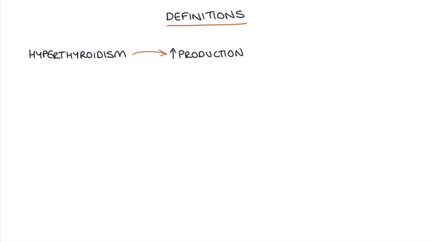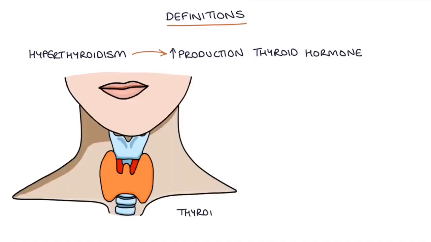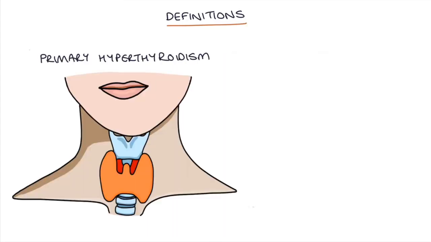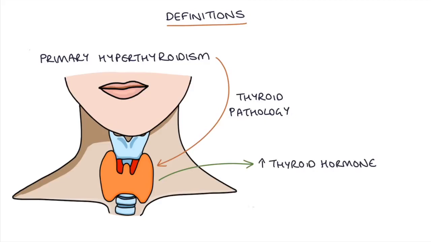Let's start with some basic definitions to help you understand some of the components of this topic. Hyperthyroidism, to start with, is where there's overproduction of thyroid hormone by the thyroid gland. Thyrotoxicosis refers to an abnormal and excessive quantity of thyroid hormone in the body. Primary hyperthyroidism is due to thyroid pathology, so it's the thyroid itself that's behaving abnormally and producing too much thyroid hormone.